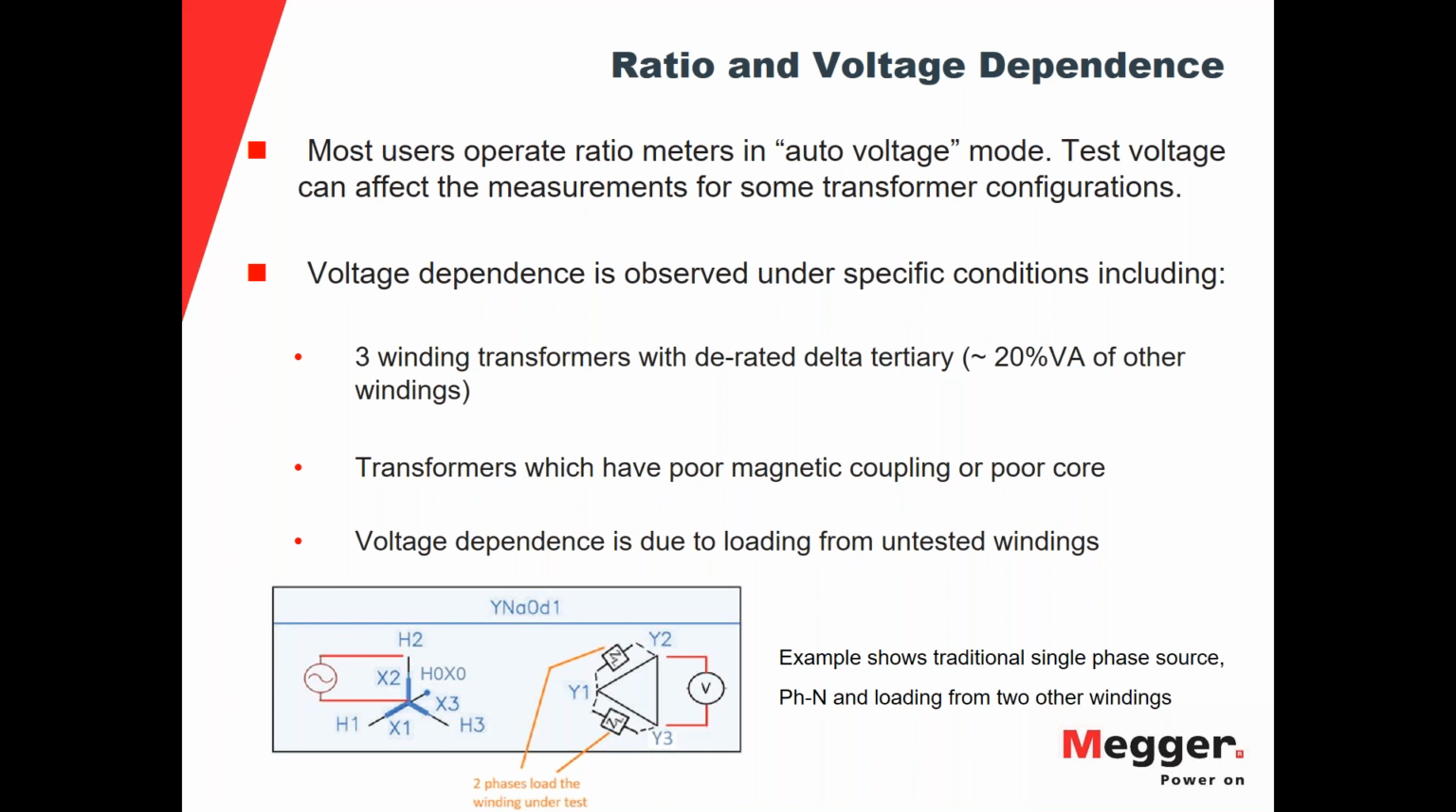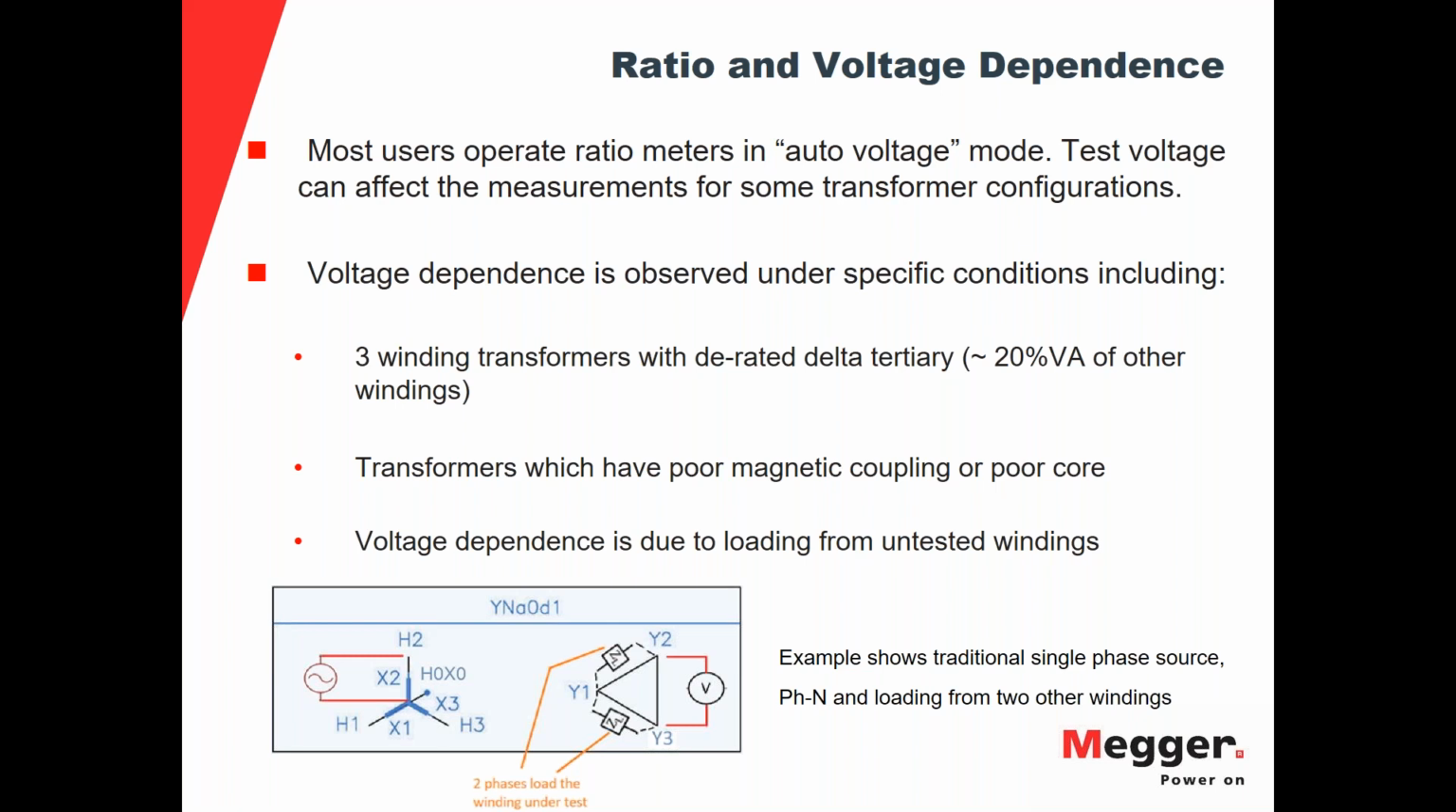So, voltage dependence. When you're talking about voltage dependence on a transformer, basically all transformers have some form of voltage dependence. This comes from poor magnetic coupling or a poor core, where, say, you have a delta tertiary that may have a different rating from the other windings. It's also due to loading from the untested windings, and we have an example down here below. So we have an autotransformer with a tertiary, and the tertiary is a delta.